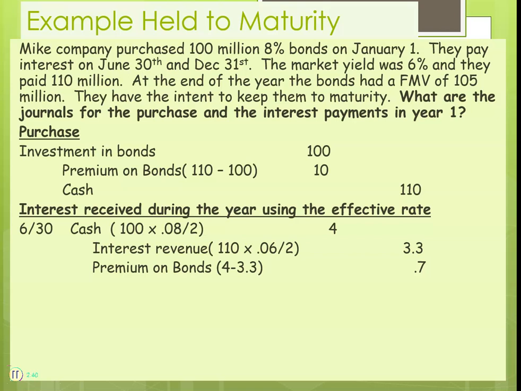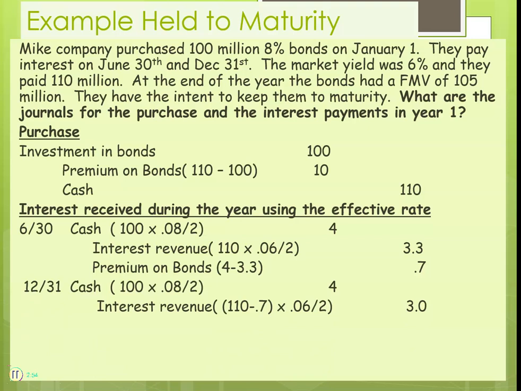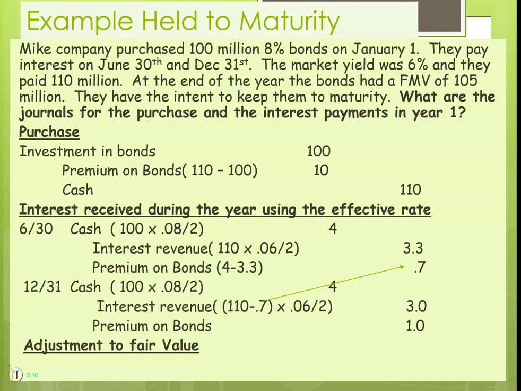And remember, the interest revenue uses the effective rate. It's the net book value of the bond times the effective rate divided by 2, since it's semi-annual. Now, interest revenue is going to be different every single time. So the second time, it's going to be a different amount because we have to adjust for the previous amount that we reduced the premium on bonds for, which is 0.7. And now the plug is going to be premium on bonds. Adjustment to fair market value, we don't do this when they're held to maturity.